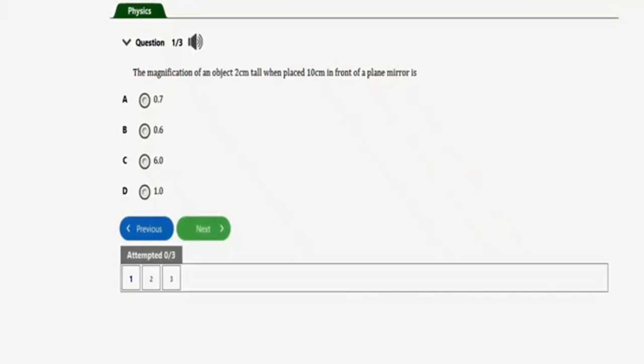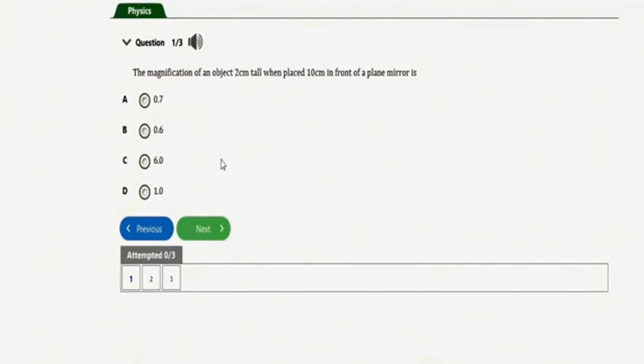In this video, we're going to learn how to solve problems involving linear magnification for your physics. We are going to practice with 3 repeated questions for this subtopic, reflection of light. So let's get started. The first one says the magnification of an object 2 cm tall when placed 10 cm in front of a plane mirror is what?